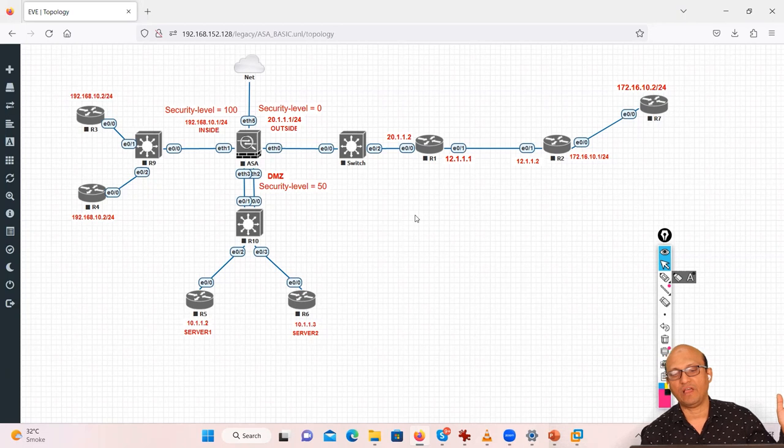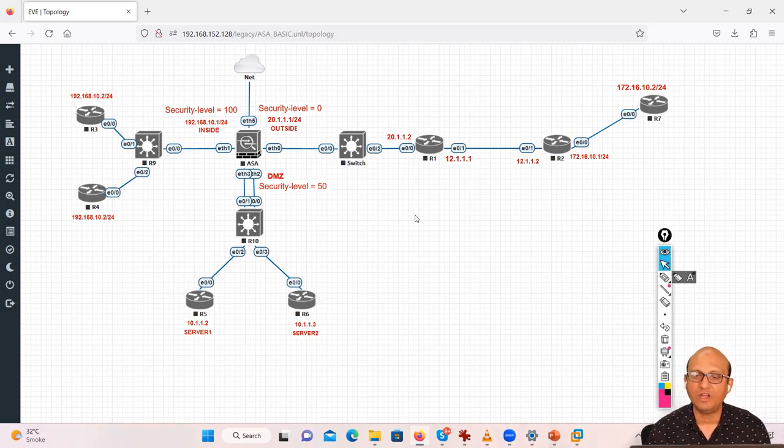I am not talking about PIX firewall. PIX firewall got outdated a long time back. PIX was before ASA. Before PIX, nothing was there. Router was the firewall. Cisco claims that my router is a firewall, but it was stateless. We have stateful firewalls. ASA is a stateful firewall. Checkpoint is stateful. Checkpoint is an Israel-based company. It was having a cutthroat competition with Cisco. Now Palo Alto is having a cutthroat competition with Cisco.